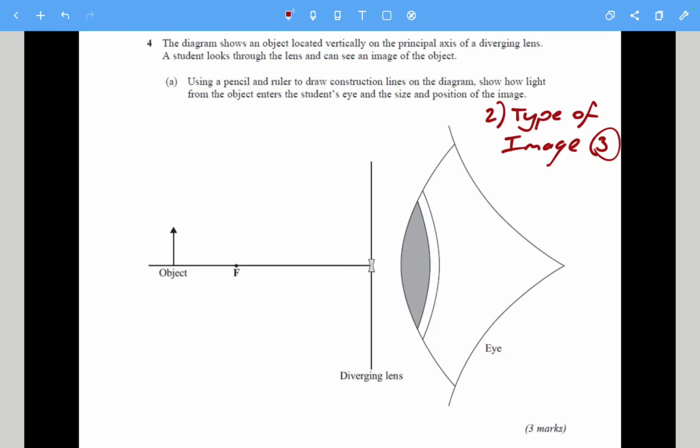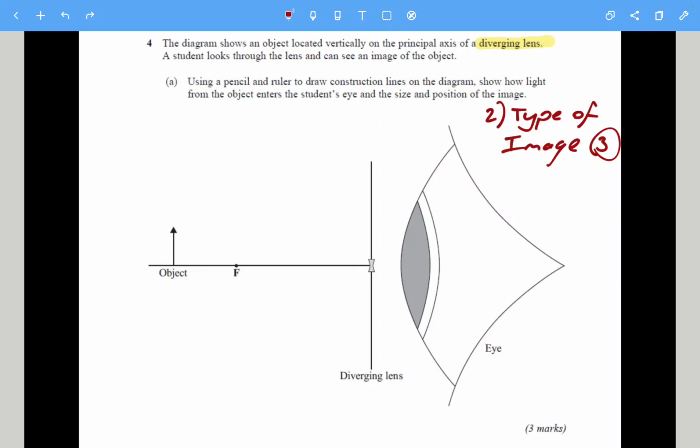So the diagram shows an object located vertically on a principal axis of a diverging lens. So a lot of people might make a mistake there. They'll assume it's a converging lens. They've drawn the lens really, really small. So you have to be really careful. It says a student looks through the lens and can see the image of an object. So using a pencil and ruler, draw construction lines on the diagram. Show how light from the object enters the student's eye and the size and position of the image.